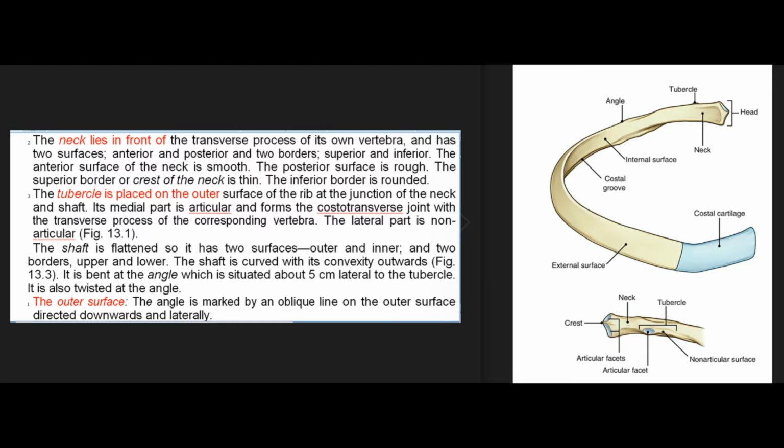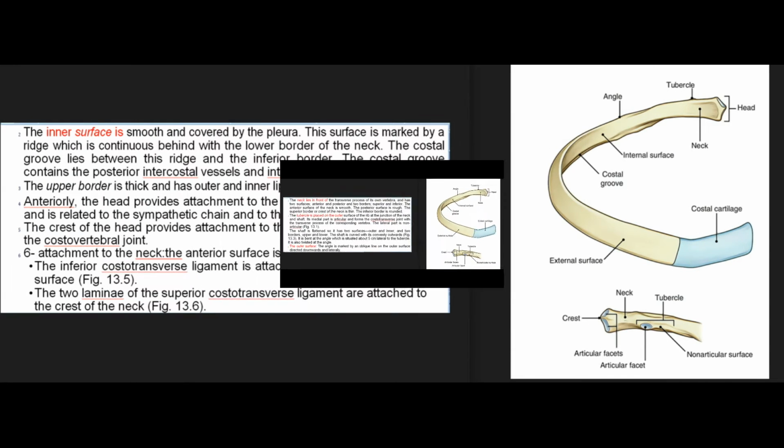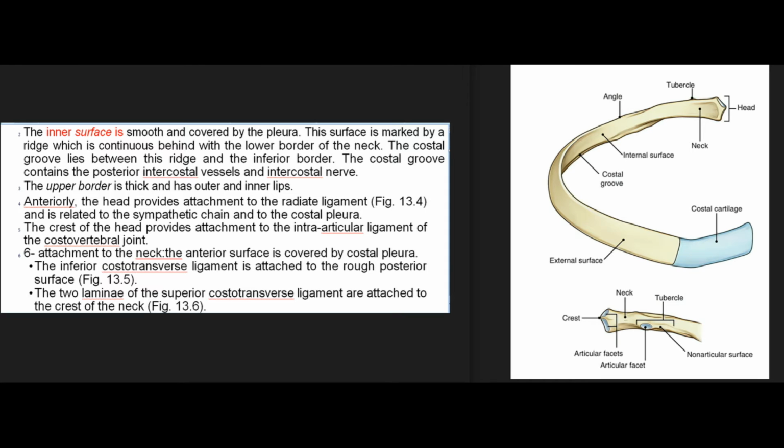1. The outer surface, the angle is marked by an oblique line on the outer surface directed downwards and laterally. 2. The inner surface is smooth and covered by the pleura. This surface is marked by a ridge which is continuous behind with the lower border of the neck. The costal groove lies between this ridge and the inferior border. The costal groove contains the posterior intercostal vessels and intercostal nerve.